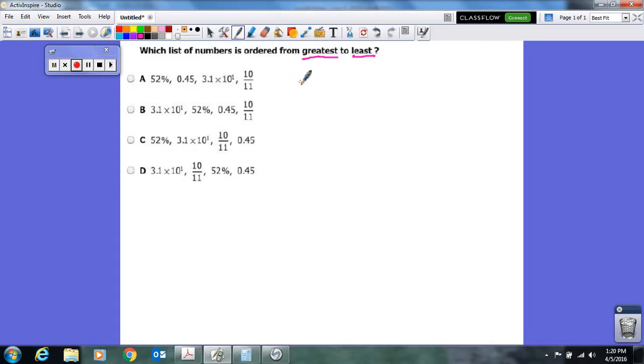So let's take 52% and turn it into a decimal. If you recall, to turn a percent into a decimal, we simply move the decimal in this value two places to the left. Since it does not have a decimal appearing, you simply locate it at the end of the number. So let's go ahead and add a little decimal there and move it two places to the left. So 52% is the same thing as 0.52.